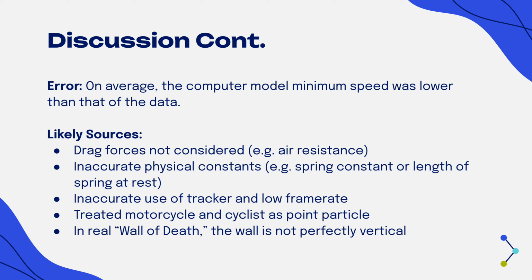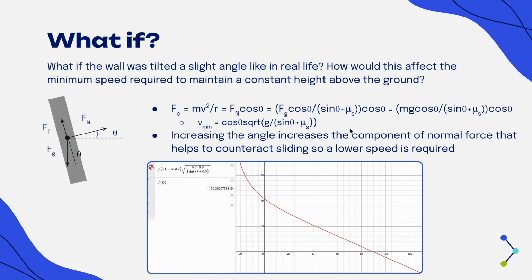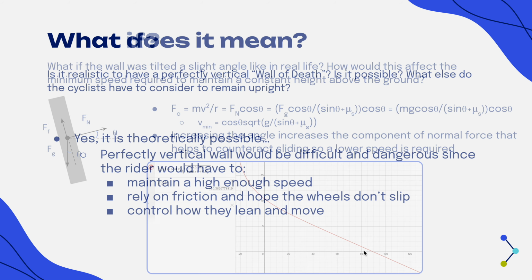There's also an accuracy issue in the physical context and in Tracker. We treated the motorcycle as a point particle, which isn't the real case. And in the real wall of death, the wall isn't perfectly vertical. So what if it was at a slight angle? Then you would need less speed because there would be a vertical component of the normal force also keeping you upwards. This is what's graphed here. As you can see, if the angle is 0, then you get the speed that we calculated earlier. But if you keep decreasing the angle, the minimum speed goes down.